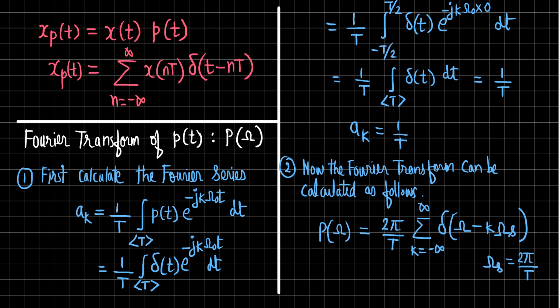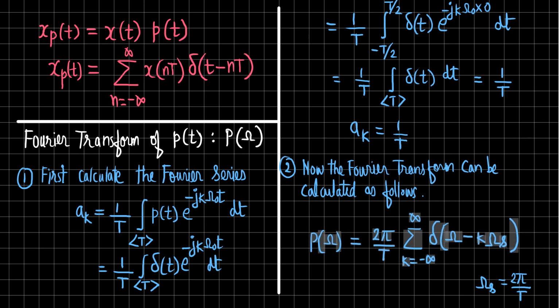Now what is this? This is simply the Fourier transform of p of t. So we have got the Fourier transform of p of t, and we already know the Fourier transform of the original signal x of t. Now we can simply convolve these two to obtain the Fourier transform of xp of t.